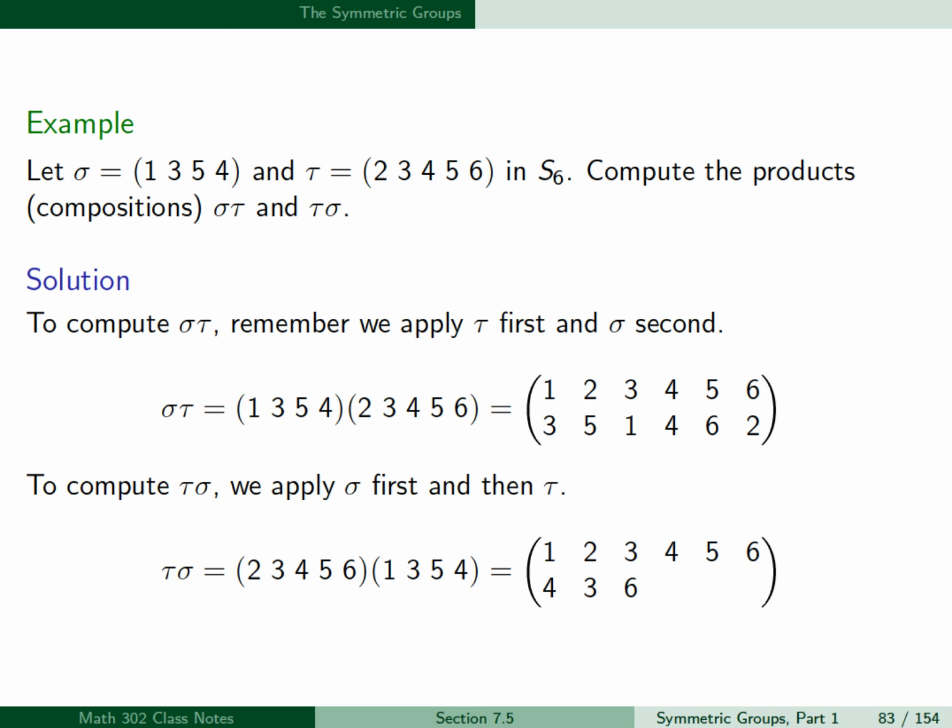In sigma, 4 maps to 1, and in tau, 1 is fixed. So in the product, 4 maps to 1. In sigma, 5 maps to 4, and in tau, 4 maps back to 5. So in the product, 5 maps to itself. And in sigma, 6 is fixed. In tau, 6 maps to 2. So in the product, 6 maps to 2. So there's the product tau sigma. Now, one thing to notice is that these two products are not equal to one another, which is typical when you're composing functions. In general, function composition is not commutative.